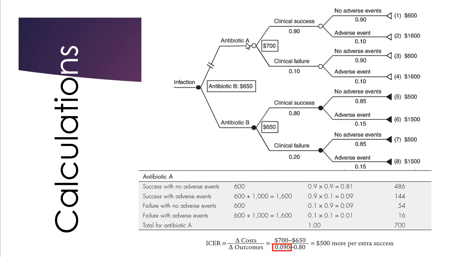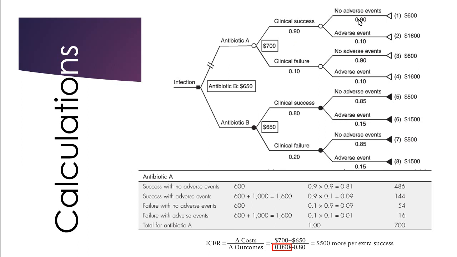And for antibiotic A, the probability of clinical success is 0.9. Compare this to antibiotic B, it's 0.8. Because these two states are mutually exclusive, the probability of clinical failure is 1 minus 0.9, which is 0.1. And likewise, the same logic applies here at the bottom. These two states are mutually exclusive, so 1 minus 0.8 is 0.2. So that's the probability of clinical failure. So there's that level of difference.